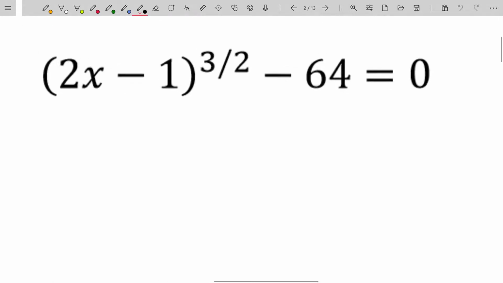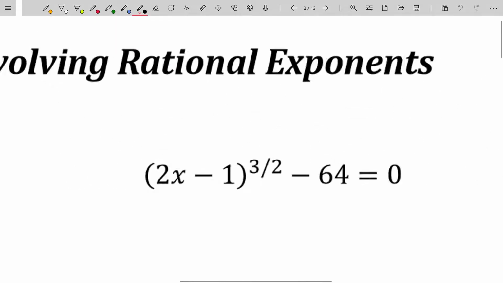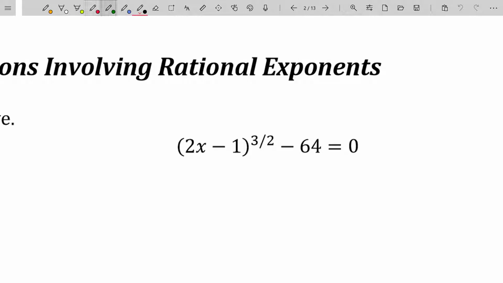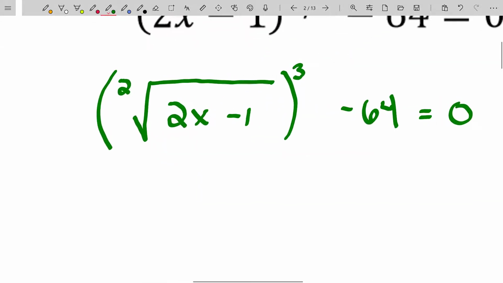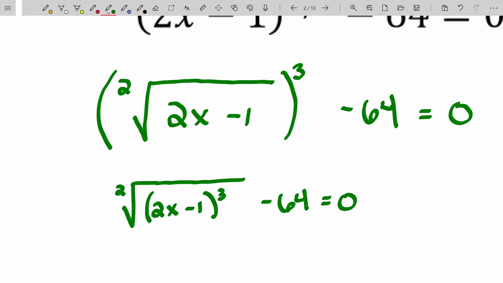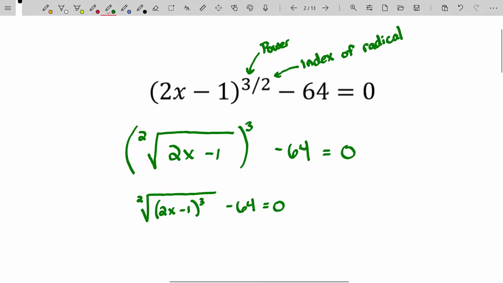The very first thing I'm going to do before I go and do anything else is try to visualize what that exponent really means. Remember, rational exponents mean that the numerator is the power and the denominator is the root, or the index of the radical. This equation could have been written as the square root of 2x minus 1, raised to the third power, and then minus 64 is equal to 0. By the way, you should probably note that this is the same thing as the following. If you don't recall that, I highly recommend reviewing rational exponents, but those two statements are identical.